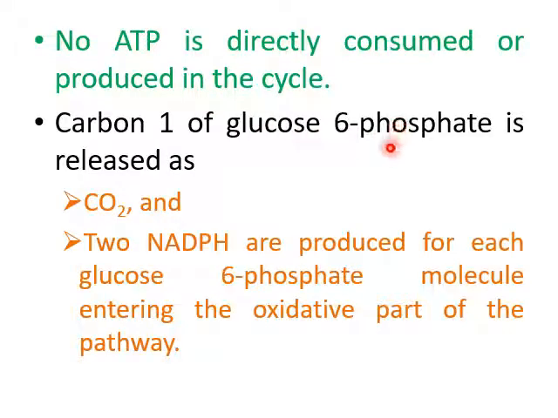Glucose 6-phosphate acts as a precursor for this pathway. Glucose 6-phosphate can originate from the glycolytic pathway. So glucose 6-phosphate first enters the oxidative phase of this metabolic tract, and during this phase of HMP pathway, carbon number 1 of glucose 6-phosphate gets released in the form of carbon dioxide, while 2 molecules of NADPH are also synthesized.